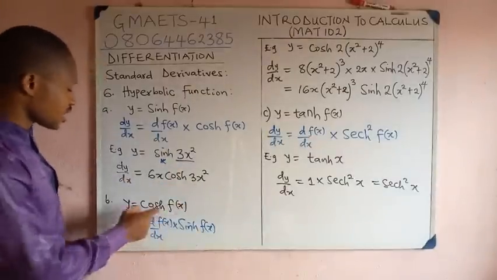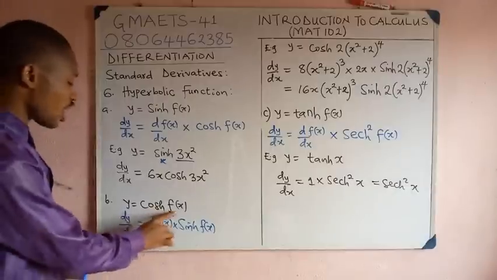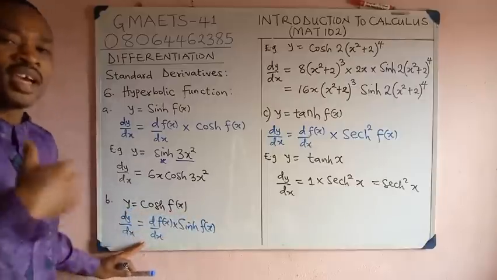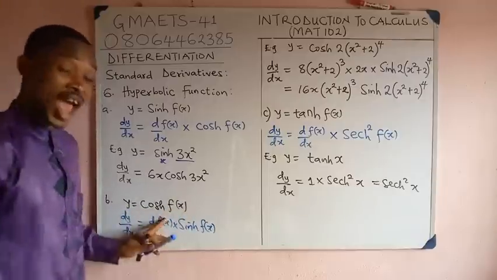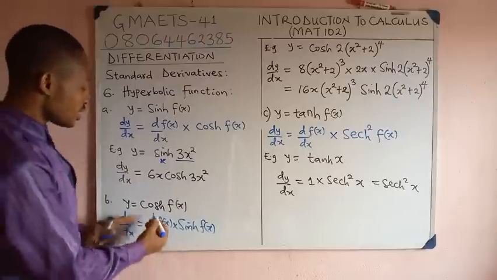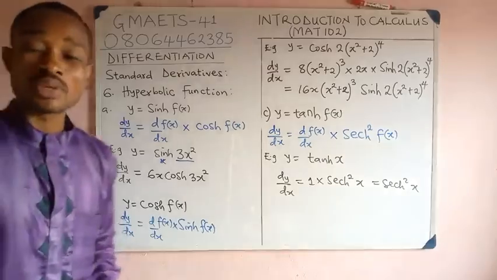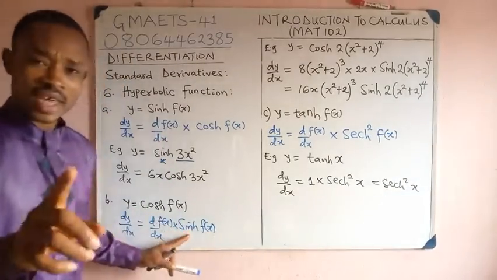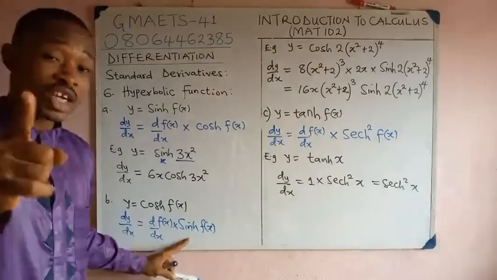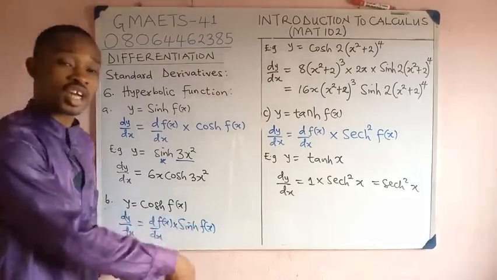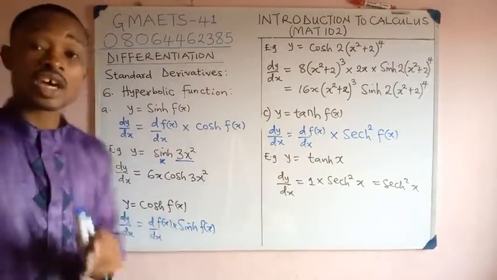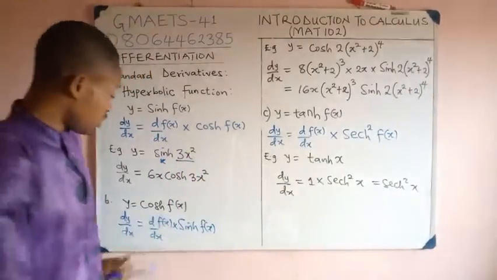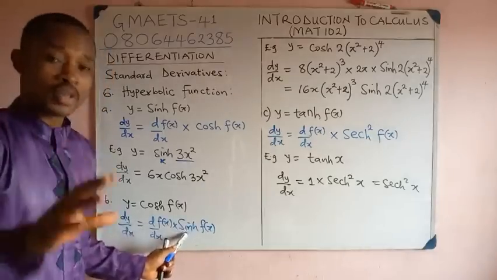Now let us look at the next function, that is cosh f of x. If you're given y to be cosh f of x and you're to obtain dy dx, it's going to be differentiate the minor function, f prime of x, then times the standard derivative of cosh, which happens to be sinh. If you differentiate cosh, you get sinh f of x. Please, you need to be careful here. There is nothing like minus sinh. Under trig, if you differentiate cos, you get minus sine. It does not apply for hyperbolic. If you differentiate cosh, it's going to give you positive sinh, alright?